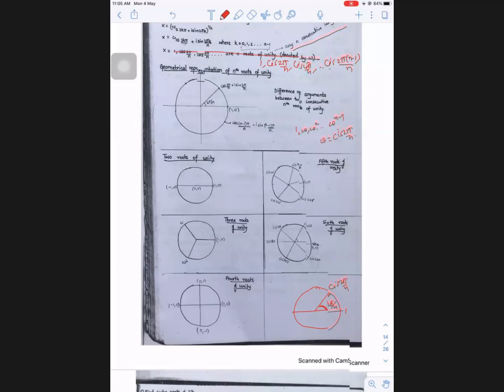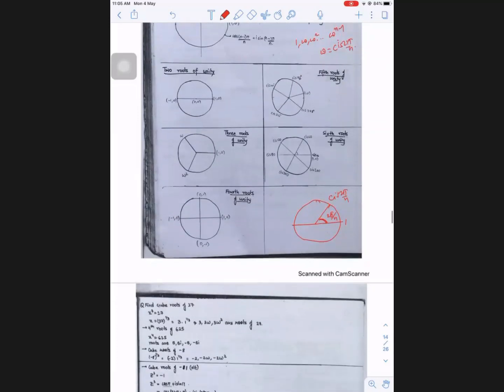By using this formula, we'll find them. If you see, the two roots of unity are 1 and minus 1. The three roots of unity are 1, omega, omega square. We know omega is cos 120 plus i sin 120 degrees, or cos 2 pi by 3 plus i sin 2 pi by 3. And omega square is exactly the same, like cos 4 pi by 3 plus i sin 4 pi by 3. In the same way you can find all fifth roots of unity, sixth roots of unity like this also. So like this, nth roots of unity always lie on a unit circle, and the gap between two consecutive roots is 2 pi by n. Like that you can derive all.